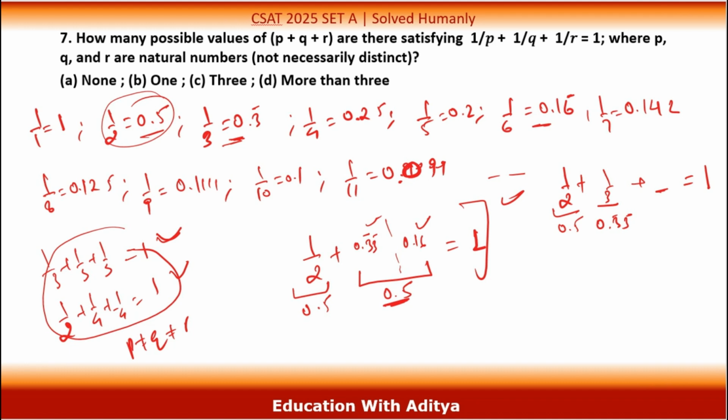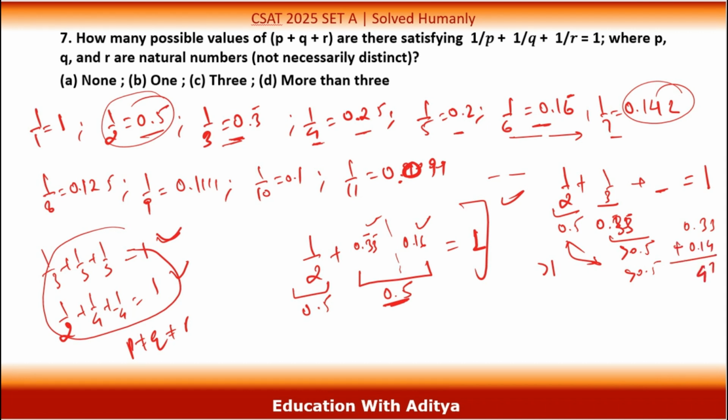If I look at 0.25, so this is 0.33, 0.25, this will be greater than 0.5 because there is not enough margin left. If I add 0.2, so 0.33 plus 0.2 will be 0.53, that is again greater than 0.5, and if we add these two, it will be greater than 1. If I go beyond 1 by 6, if I take 1 by 7, 0.142, so 0.333 plus 0.142 will come out to be 0.47, that is less than 0.5. So no number can satisfy this.